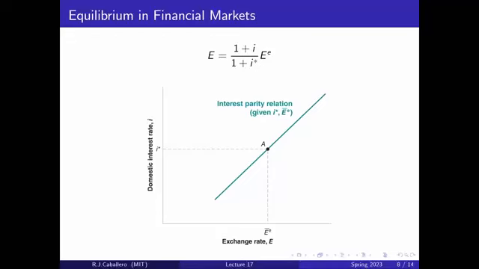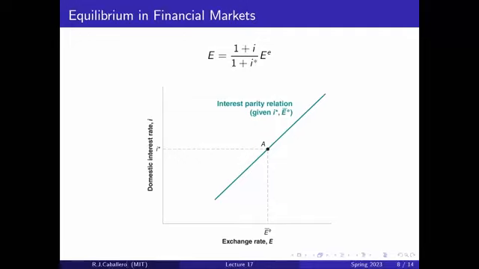That's the way you need to think about it. So here I'm just plotting this relationship in the space of exchange rate on the x-axis and the domestic interest rate, okay? So that's an upward sloping relationship. As I move the interest rate up, the exchange rate is going up, so that's a positive relationship. I can do it the other way around. As I move the exchange rate up, then the domestic interest rate has to go up.